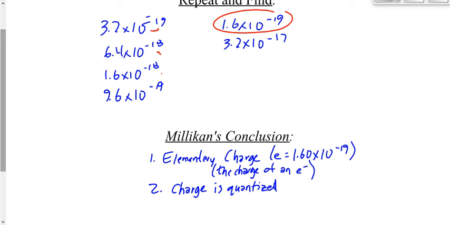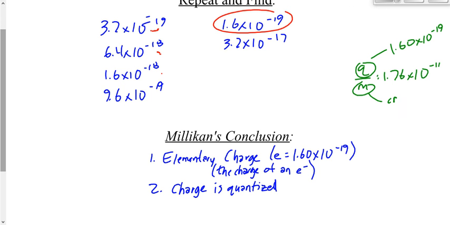Millikan has just discovered, not the electron, that had already been discovered, but he's just discovered the charge of the electron. And now you can imagine if Thomson had found the charge to mass ratio to be 1.76 times 10 to the 11, and Millikan finds the charge to be 1.60 times 10 to the minus 19, then their results combined can give us the mass, right? All we'd have to do is calculate that using Thomson and Millikan's results combined.